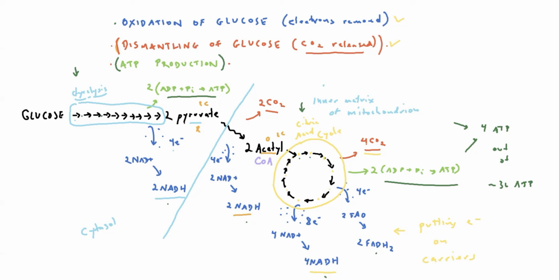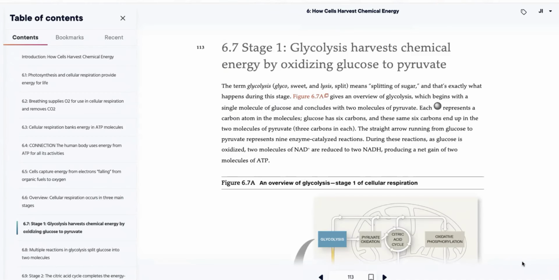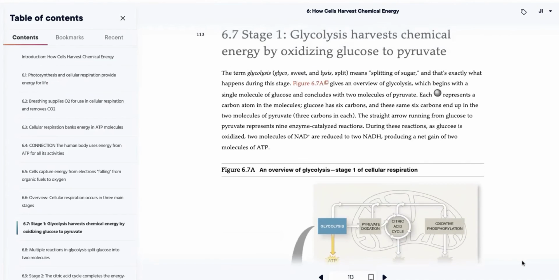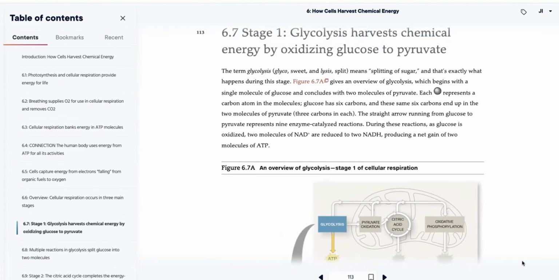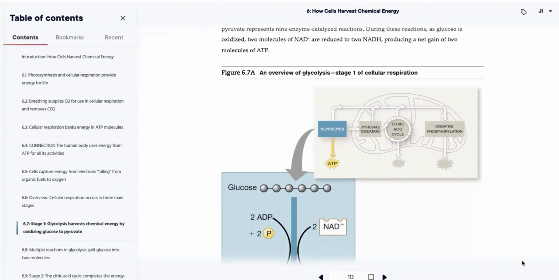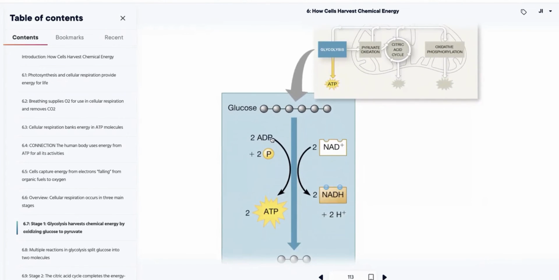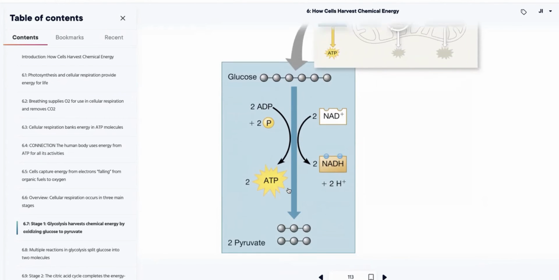Okay, so now let's take a look at the textbook and see how the textbook is defining this. Okay, so chapter 6, part 7, glycolysis is harvesting chemical energy by oxidizing glucose to pyruvate. You know all about that at this point, right? We're taking glucose, we're taking the electrons off of glucose and putting the electrons onto NAD+. This is our electron acceptor. And then we make the electron carrier, NADH. And we're also making 2 molecules of ATP. And that's exactly what we've been talking about so far.